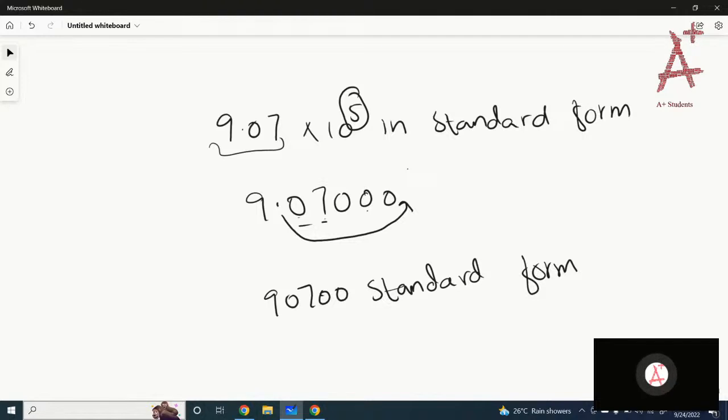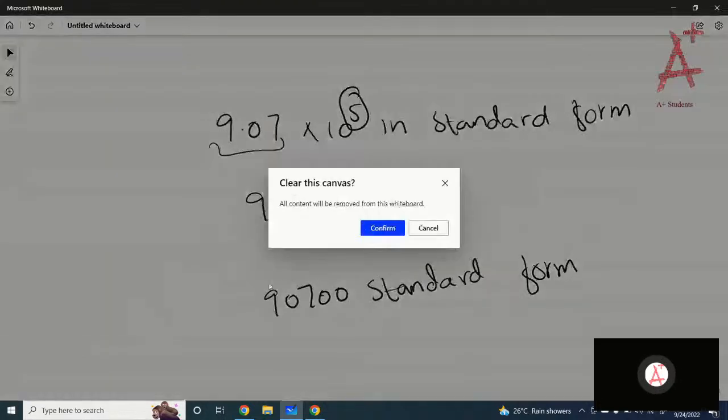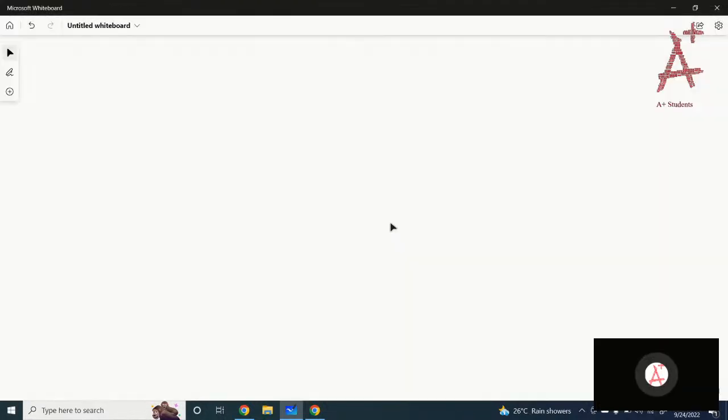Got it? On the top right corner, you have a test button. Just click on the test button so that we can do some of the test questions. Okay, the first question on the test is how do you write 7.19 times 10 exponent 3 in standard form?